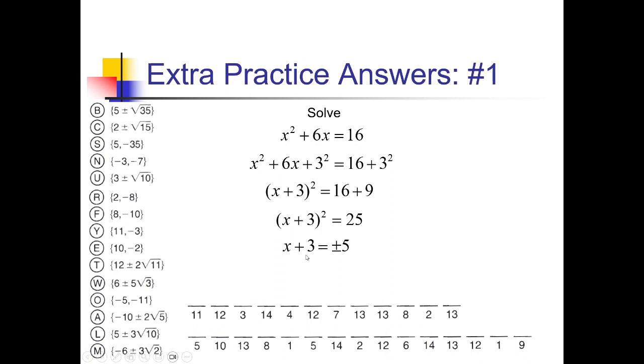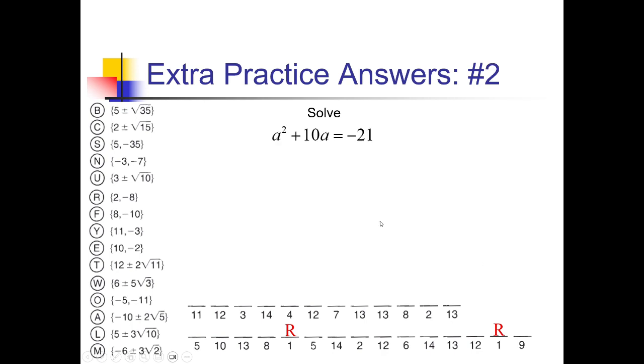Subtracting 3 to get x by itself, now I have negative 3 plus or minus 5. And then I have to actually simplify this a little bit. Negative 3 plus 5 is 2. Negative 3 minus 5 is negative 8. Looking for that in my answer set, I see that that's going to be letter R over here on the left. So wherever I see a 1 down below, I'm going to put an R above that spot. So there's an R right there. And I see another one actually over there, so we got to use that one twice.